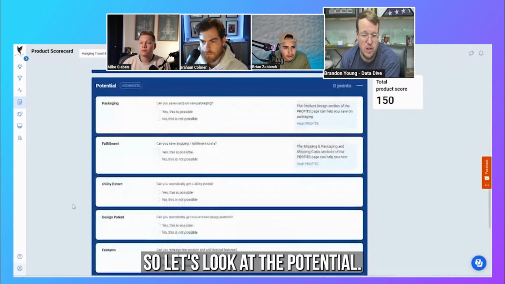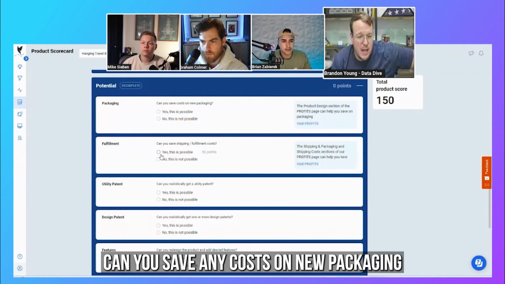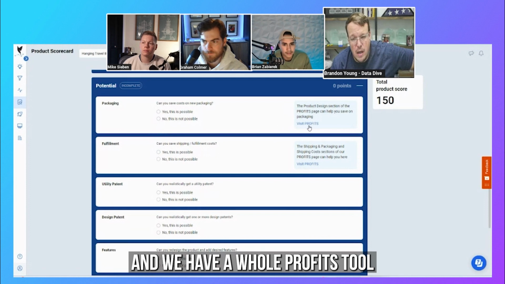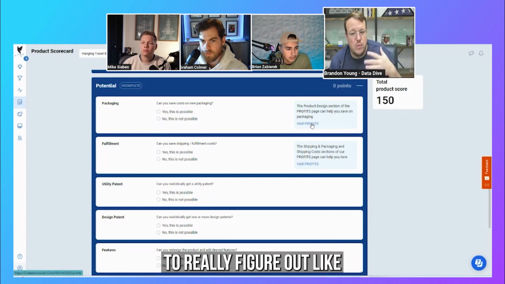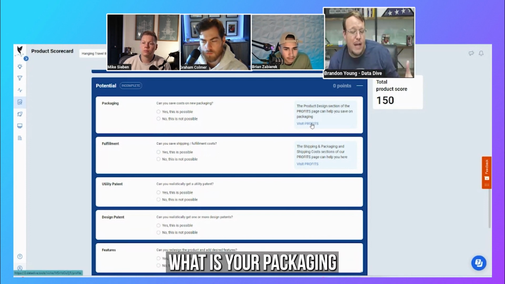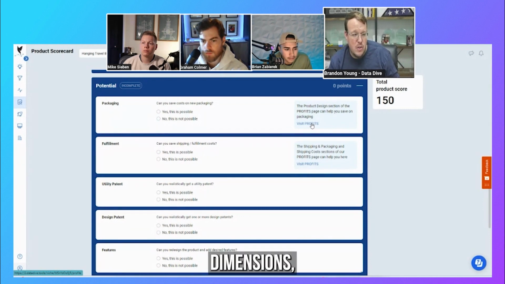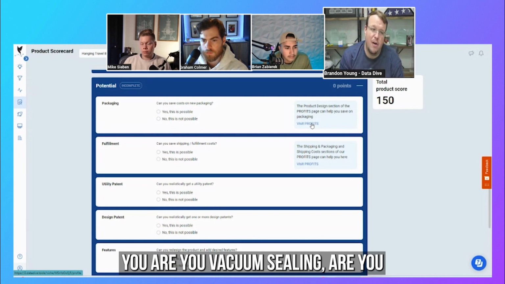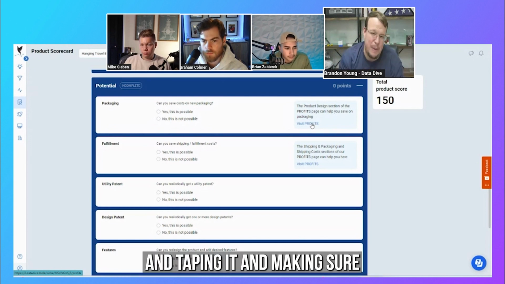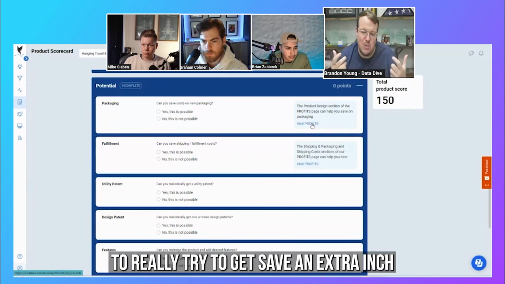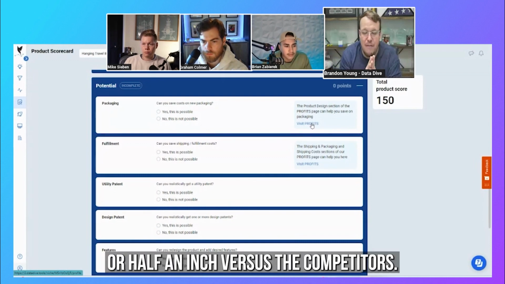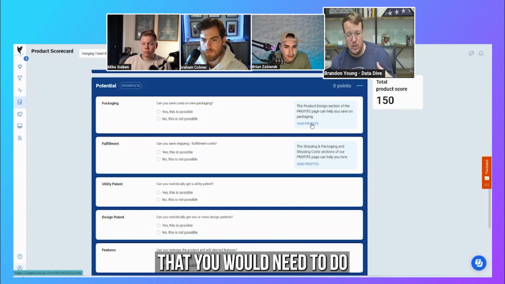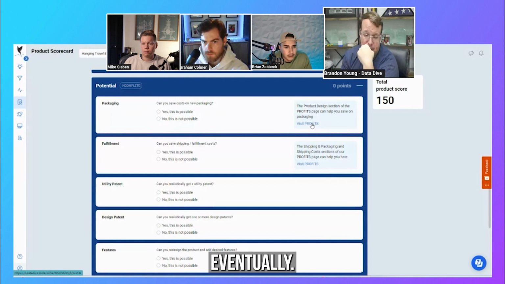So let's look at the potential. The potential is going to be, can you save any costs on new packaging versus your competition? And we have a whole profits tool to really figure out what your packaging dimensions are, are you vacuum sealing, are you squeezing it and taping it and making sure there's no hanging edges, to really try to save an extra inch or half an inch versus the competitors? Have you ordered any of their products? This is the type of research that you would need to do eventually.